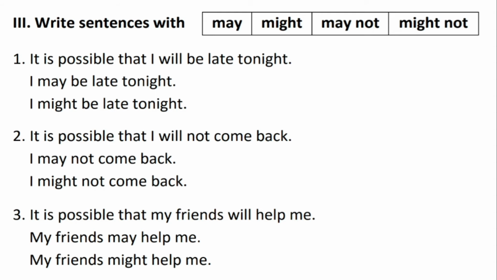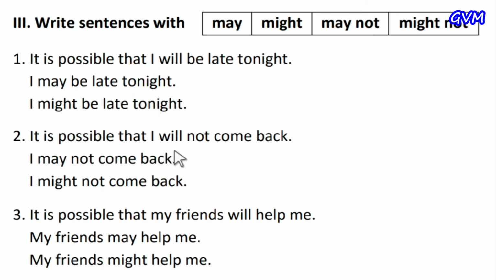So my dear students, the difference between may and might is very small. Might shows a little less certainty than may. First one is, it is possible that I will be late tonight. And the answer is, I may be late tonight, I might be late tonight. This sentence refers to a possibility, so we use may.